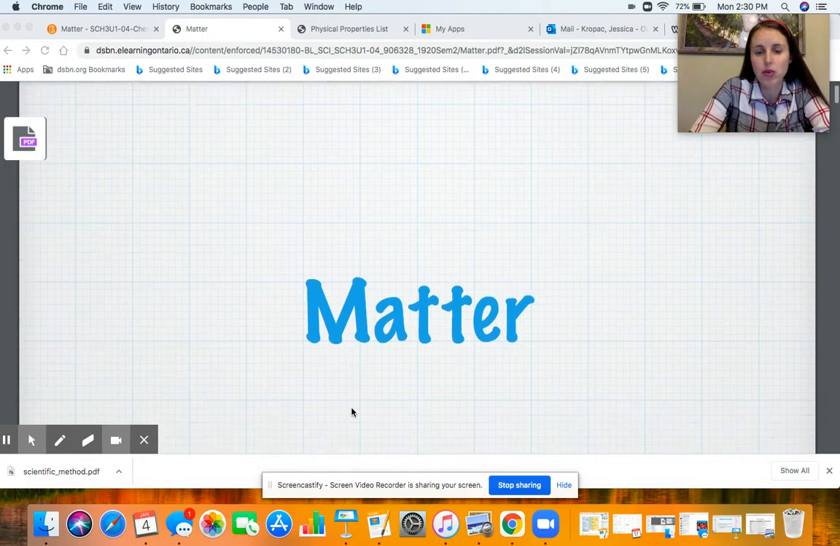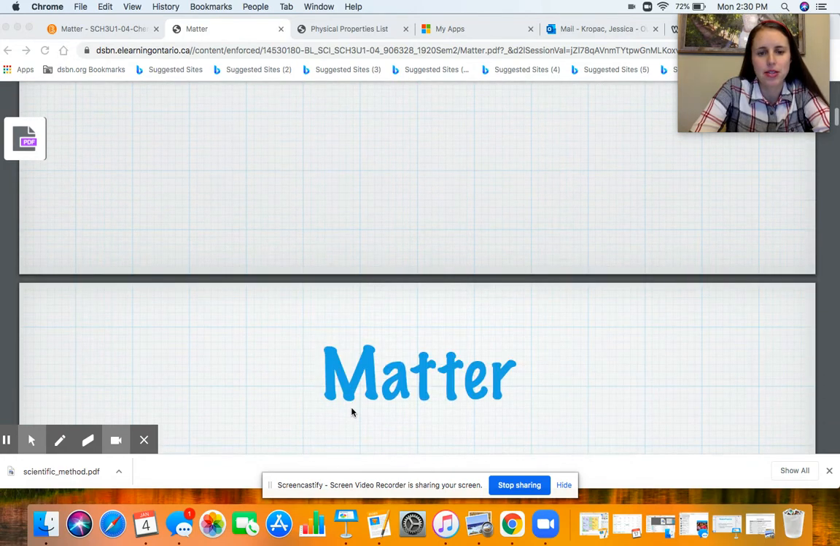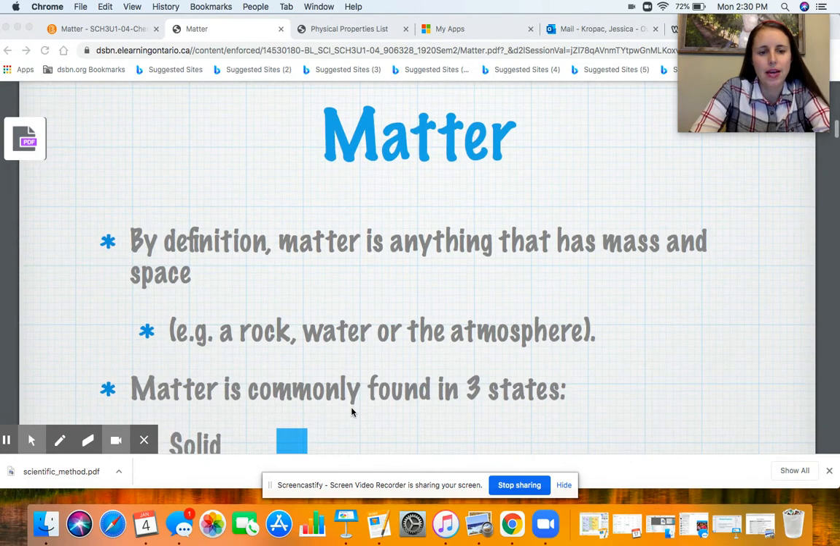So let's take a look at what matter is. Matter is said to be anything that has mass and takes up space. Anytime I talk about matter, I just need you to remember those two things: anything that has mass and takes up space. Now in chemistry, we like to be as specific as possible, so we can take measurements around matter.